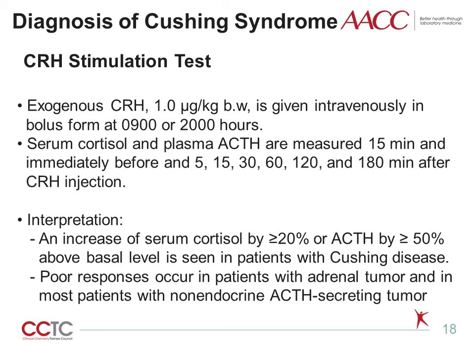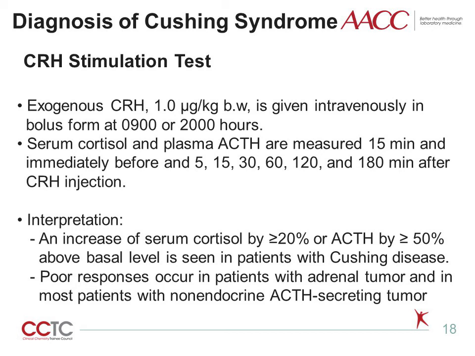Corticotropin-releasing hormone, or CRH, stimulates the secretion of ACTH and then cortisol. In this CRH stimulation test, synthetic CRH, 1 microgram per kilogram body weight, is given intravenously in bolus form at 9 a.m. or 8 p.m. Serum cortisol and plasma ACTH are measured 15 minutes and immediately before, and 5 minutes, 15 minutes, 30 minutes, 60 minutes, 120 minutes, and 180 minutes after CRH injection.